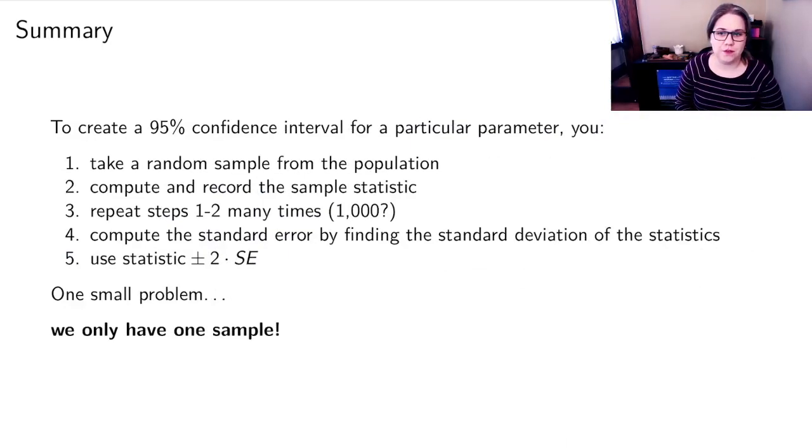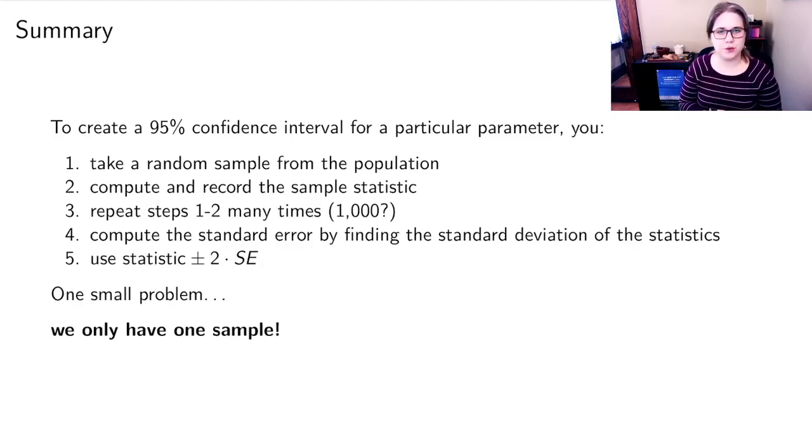So in summary, if you wanted to create a 95% confidence interval for a particular parameter, you could take a random sample from the population, compute the sample statistic, the sample proportion, the sample mean, whatever it is, write that down, and repeat those steps many times, where many is like 1,000, 10,000, many, many times. And then you're going to look at your sampling distribution, which is going to be roughly symmetric and bell-shaped, and compute the standard error by finding the standard deviation of those statistics. And then we would say the confidence interval is the statistic plus or minus 2 times the standard error.